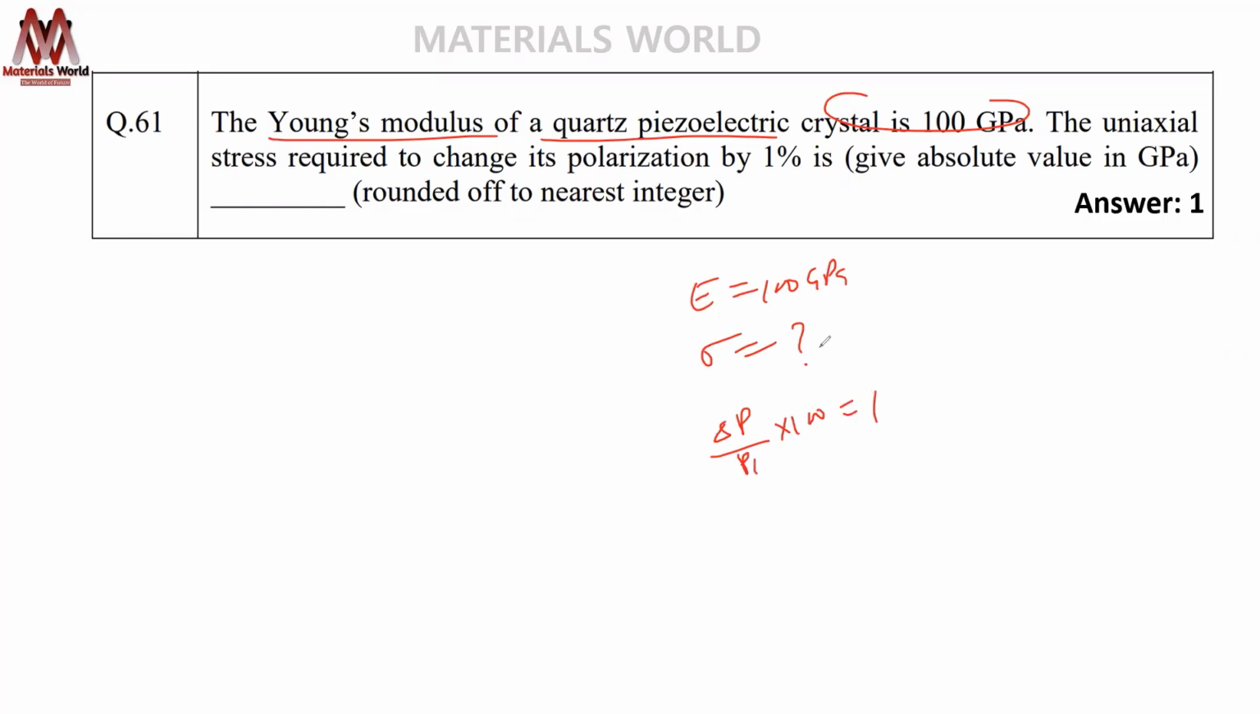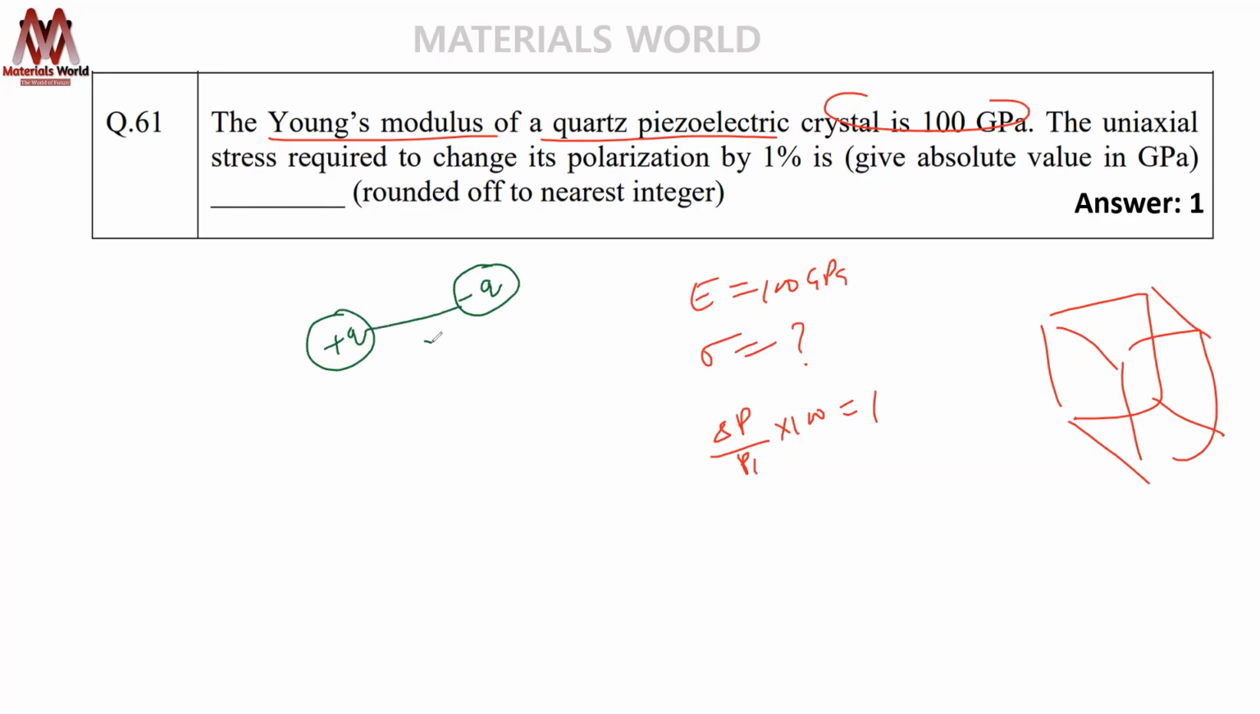So when you give stress in your crystal, what will happen? You create a strain. That strain elongates the distance between two charges. What is charges? You have a positive charge, and you have a minus charge. Distance between them is D. So you have a dipole. Dipole moment you created is Q into D.